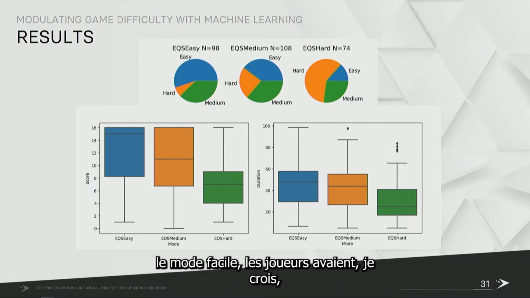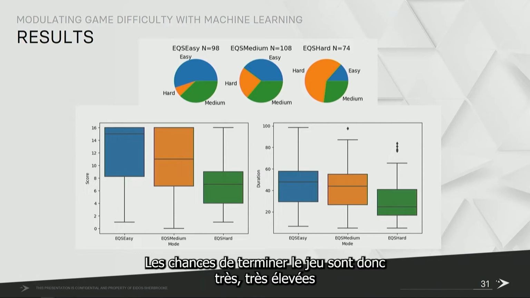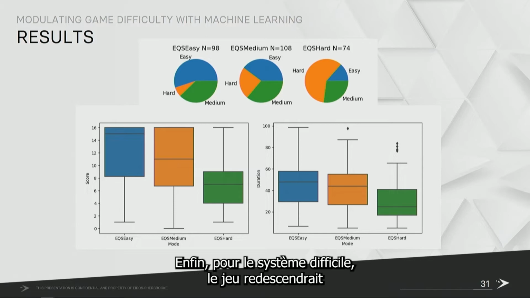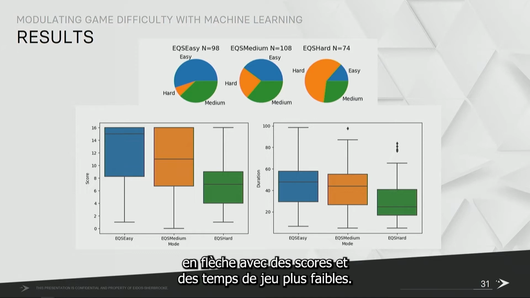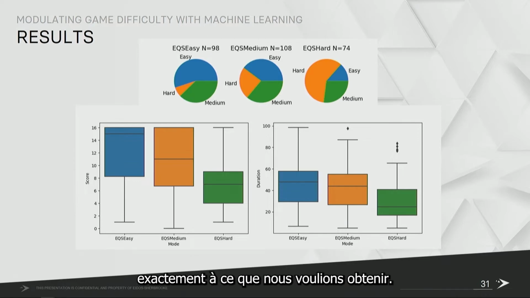We're in the easy mode once again. Players, I think the average was like 15 orbs per game. So a very, very high chance of completing the game, and not very difficult at all. In the medium case, it was a bit more in between. And finally, for the hard system, the game would shoot back down with lower scores and lower game times. So we have this nice gradient of difficulty that was exactly what we wanted to achieve. So we were pretty happy to see that.